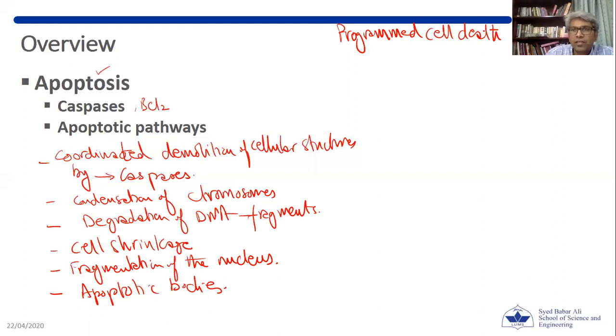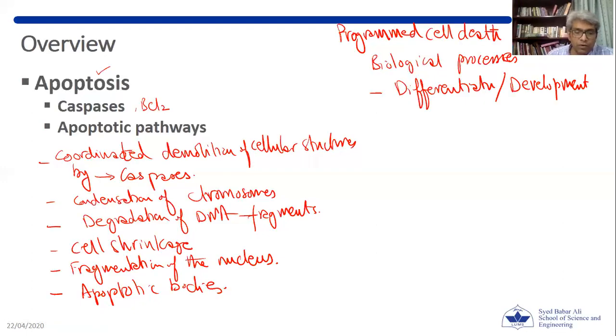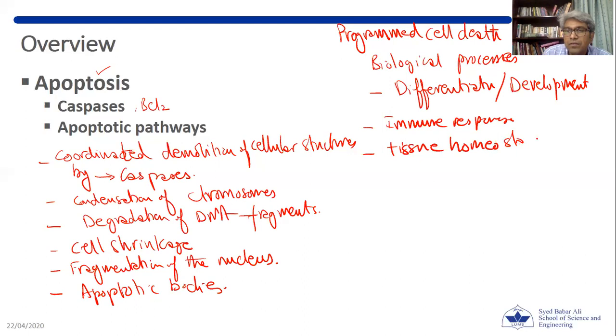So it is actually involved in very important biological processes. Apoptosis plays a very important role during differentiation and development. It plays a very important role in elimination of cells during differentiation and development, elimination of cells during immune response. It plays an important role in tissue homeostasis. It plays an important role in elimination of tumor cells.